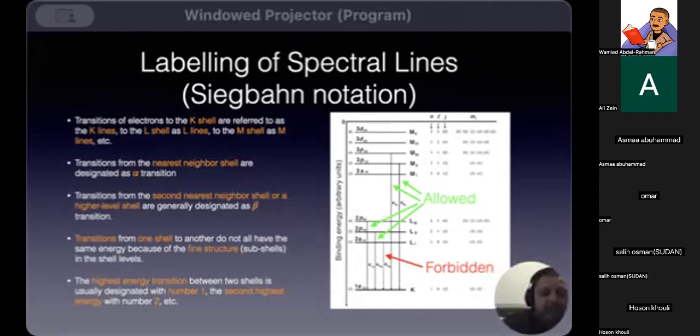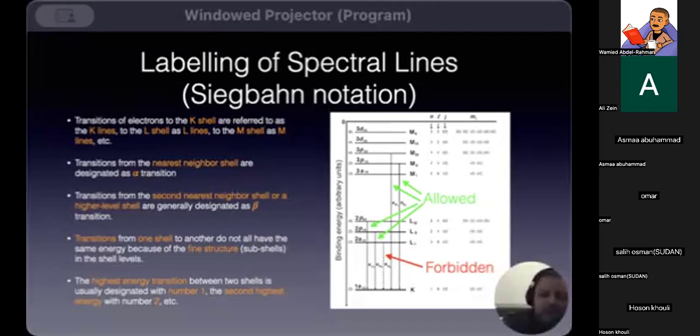Transitions from the nearest neighbor shell are designated as alpha. So here, for example, we look at this notation. This is a K alpha 1 line. We have K, the shell where the vacancy is, so it's a K line. And when we see alpha, it means that the electron that filled this vacancy came from the nearest shell, the next shell. It came from the L shells.